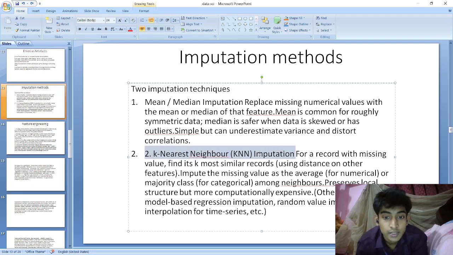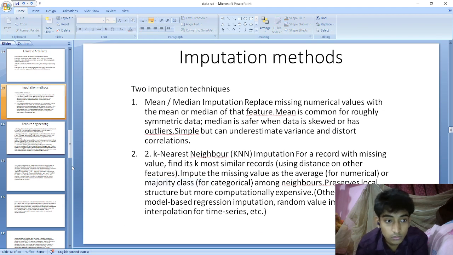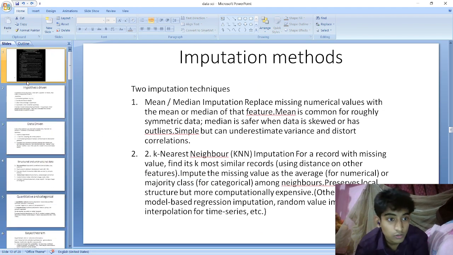Then the second method is k-nearest neighbor imputation, where for a record, we find the k most similar neighbors, or k similar records, and with the help of that, we impute. If the data is categorical, we take the mode of all the k nearest neighbors. If the data is numerical, we take the average of the neighbors. So this can help with imputing both numerical and categorical data, right? These are the two imputation methods, and this covers our question 3.